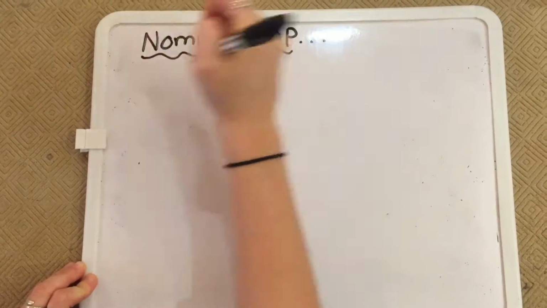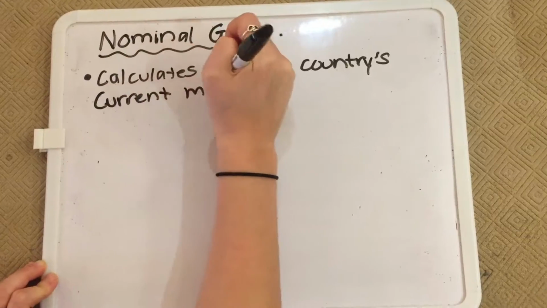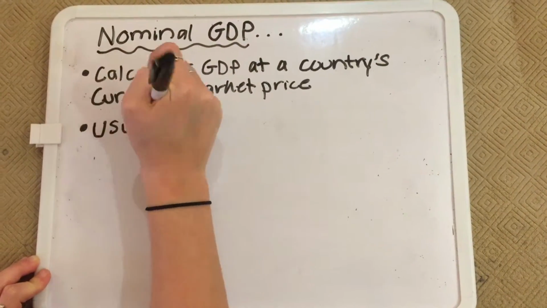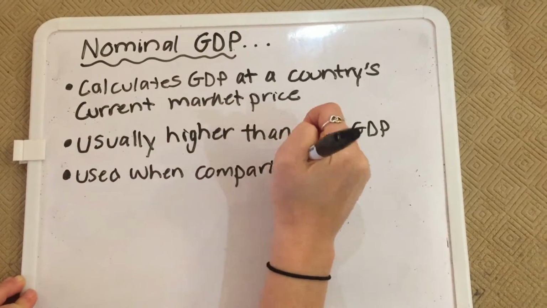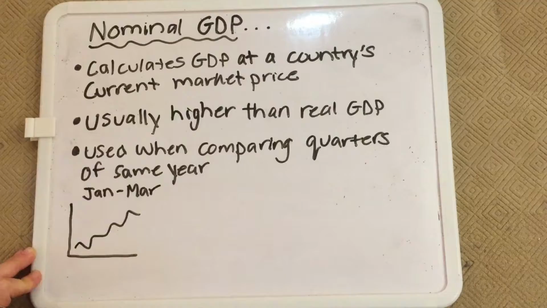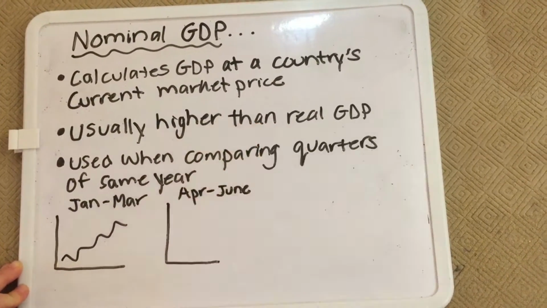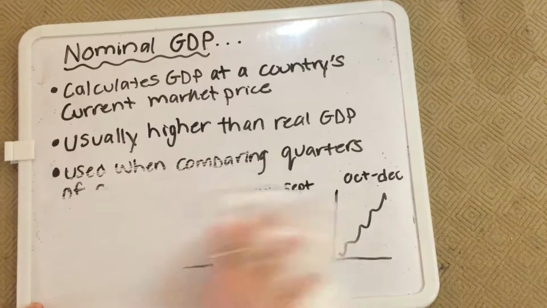Moving on to nominal GDP. Nominal GDP calculates GDP at a country's current market price. This includes all changes in the price levels within that year due to inflation or deflation. It is usually a higher number than real GDP because inflation is usually a positive number. This is used when comparing different quarters of the same year, which is usually 3 months at a time.